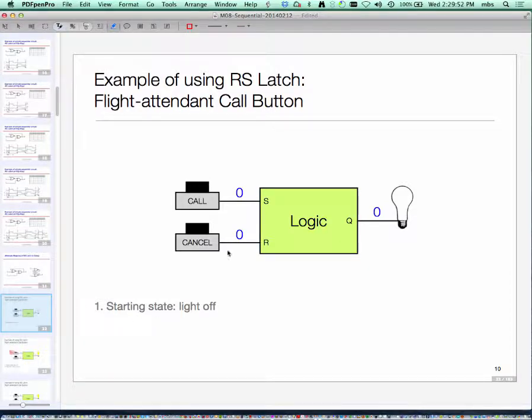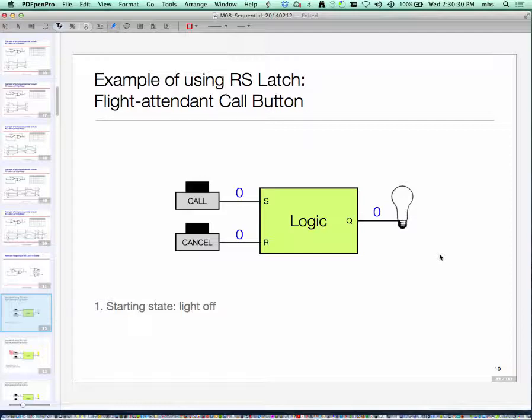We have a system which has 2 buttons, call and cancel, and there's a light bulb. We start out with everything off, neither of the 2 buttons pressed, and the bulb is off. We want to call the flight attendant, so you hit the call button momentarily, and the light bulb should light up. Later on, when we want to cancel it, we press the cancel button and the light bulb goes off. If the bulb was already off, then pressing cancel will have no effect. Likewise, if the bulb was already on, pressing call will have no effect.